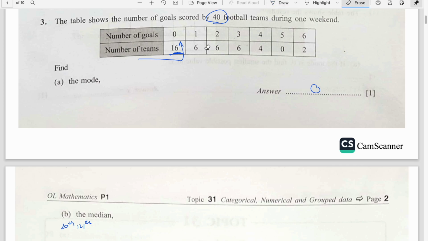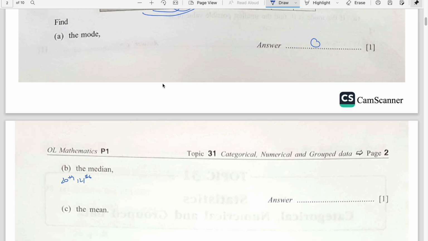Only these which I just covered. I'll do it again. How many are these? These are 16. And how many are these now? 16 plus 6 is 22. So basically this is covering the 20th and 21st number. We know that the 20th and 21st number is 1. So 1 plus 1 by 2 is 1. Median is 1.